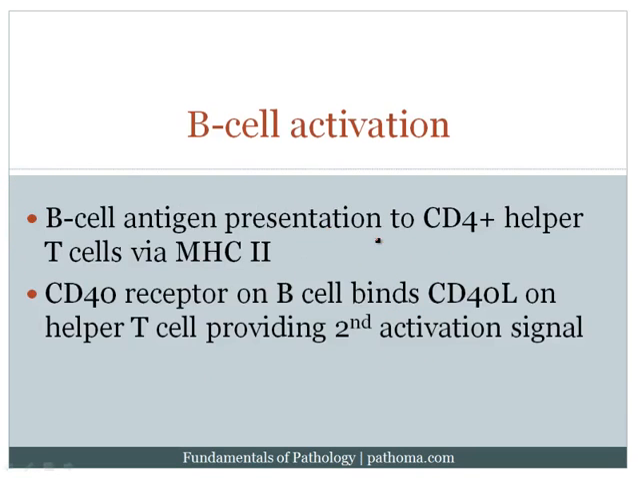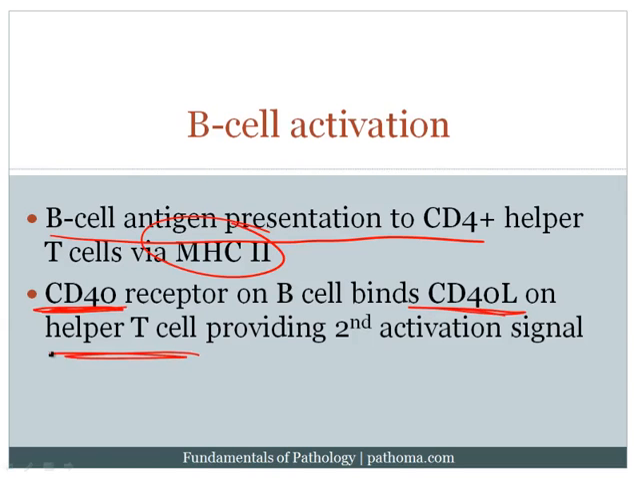Another way by which B cells can become activated is that the B cell can present antigen to the CD4 positive T cell via MHC class 2. The CD4 positive T cell will then interact with the B cell. That's the first signal. The second signal is that CD40 on the B cell will bind CD40 ligand on the helper T cell, and that then activates the B cell. All right, so this is actually very high yield, and you'll see why when we come into immune deficiency.